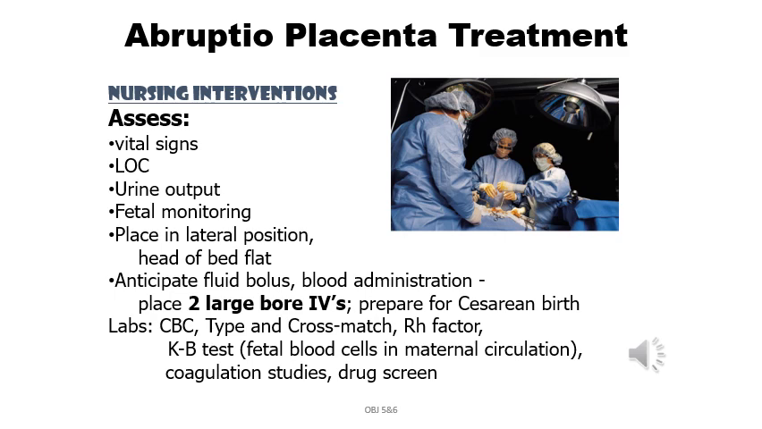Okay, we are going to run labs on her, of course, a CBC, type and cross match, RH factor, a KB test, coag studies, and any kind of drug screen. The KB test checks for fetal red blood cells in the maternal circulation to know sometimes what dose of RhoGAM is needed. They don't really use that a whole lot, but that's just an FYI for your knowledge.